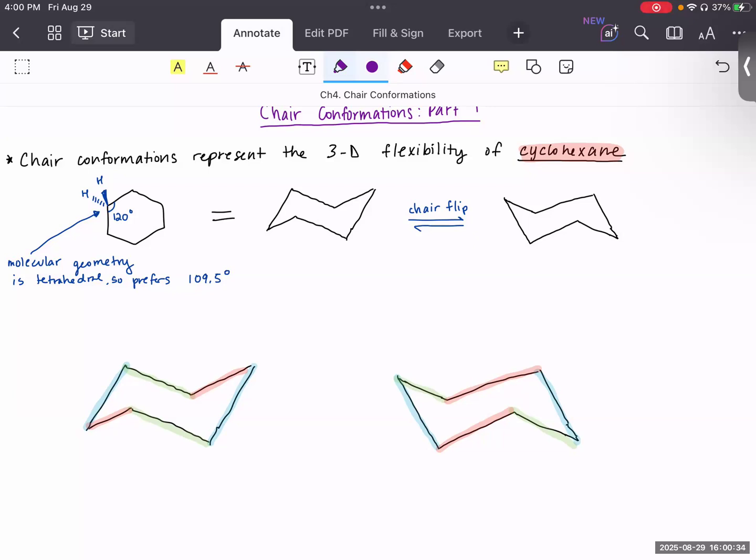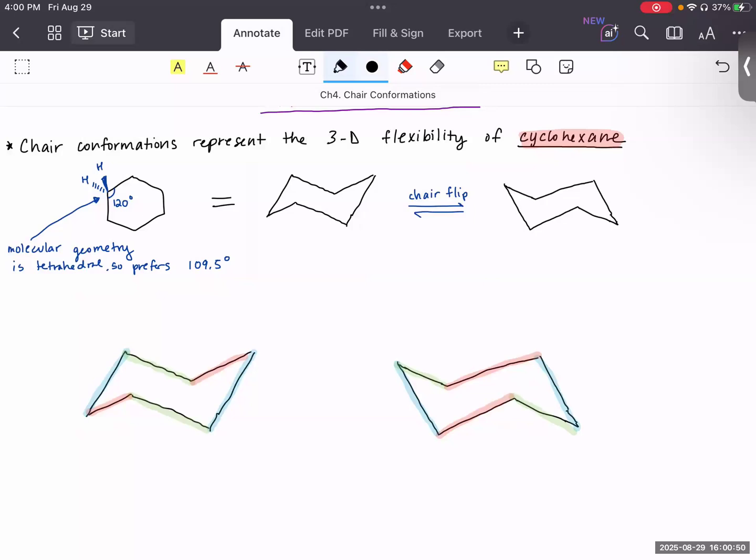All right. So far we've just been talking about the carbon backbone of the two chairs, and we haven't really talked about the hydrogen atoms that are bonded to the cyclohexane. So let's draw those in. The way that we're going to draw them in is we're going to have two lines going up from the top of the chair for each chair, and then we're going to have two lines going down using those bottom points.